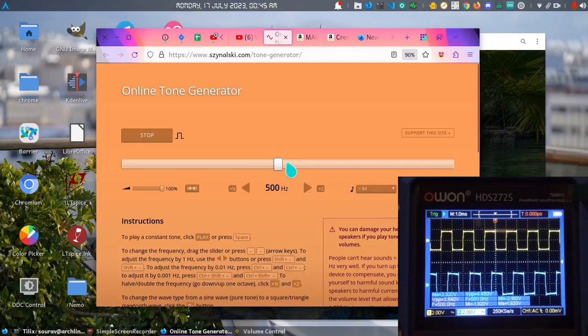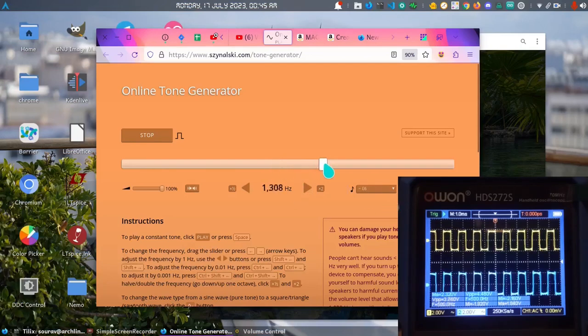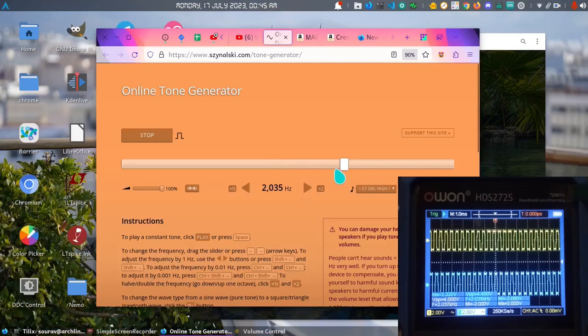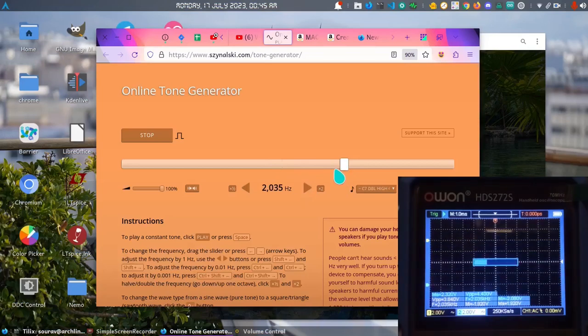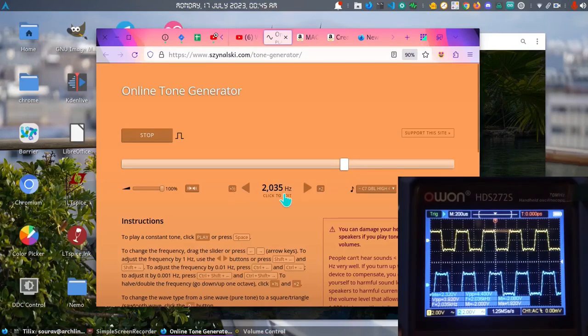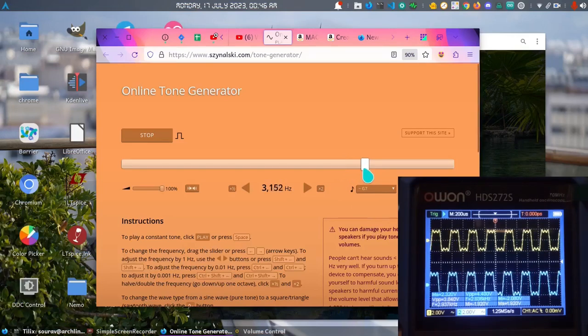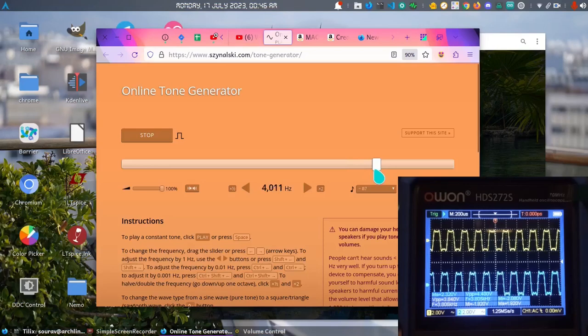And now what happens if I increase that to something like 2035 hertz? If we have 2035 hertz, you can see that our square wave is distorted a little bit, and we have some kind of sine waves in between the square wave, right? So let's now increase that to something like 4000 hertz, close to that. Yeah, we are currently at 4021 hertz.